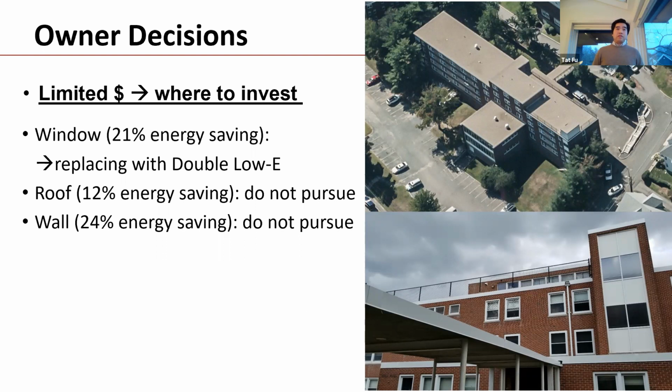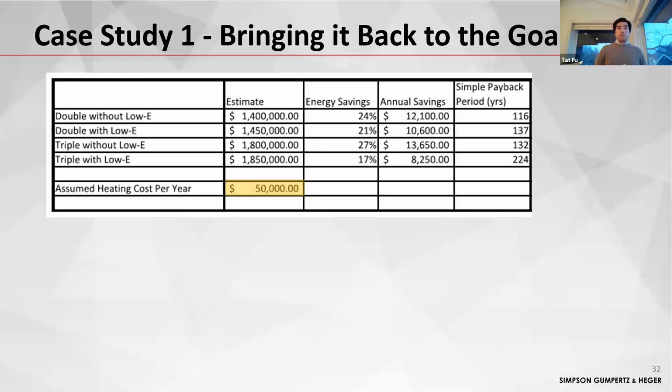The wall, even though it could save a lot more energy, 24%, was a lot more expensive to renovate, so they also did not pursue that option. And the walls, despite being insulated, are not in that bad of shape. Next slide. So once the university narrowed down to the windows only, they wanted to figure out whether to do double pane or triple pane, or also low E coating.